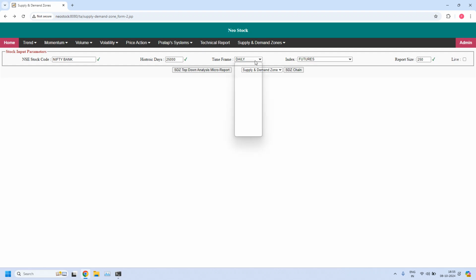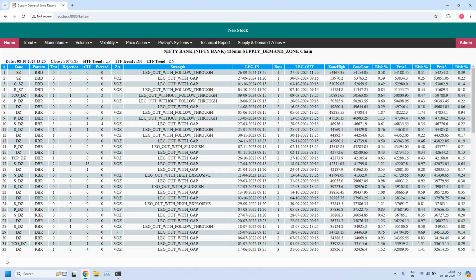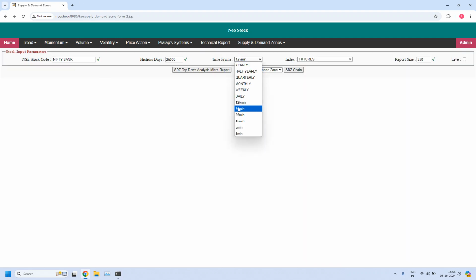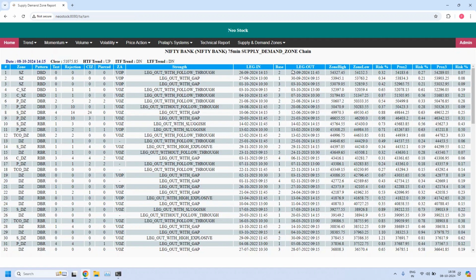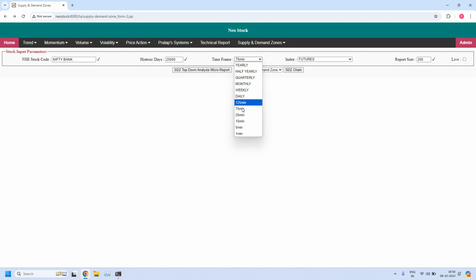The next time frame is 125 minutes, generating 125 minute supply demand zone chain for Bank Nifty. The next time frame is 75 minutes, generating 75 minute supply demand zone chain for Bank Nifty. The next time frame is 25 minutes, generating 25 minute supply demand zone chain for Bank Nifty.